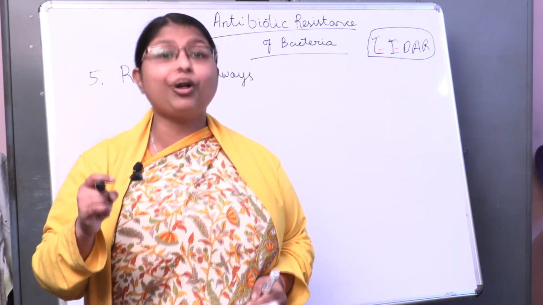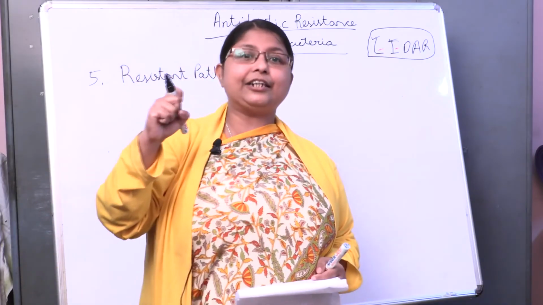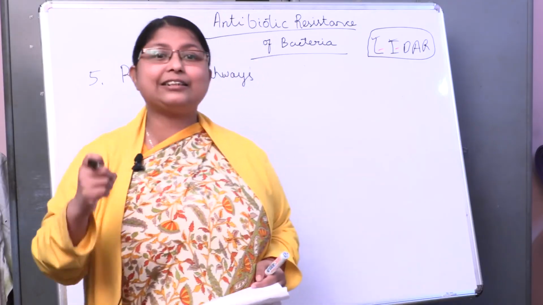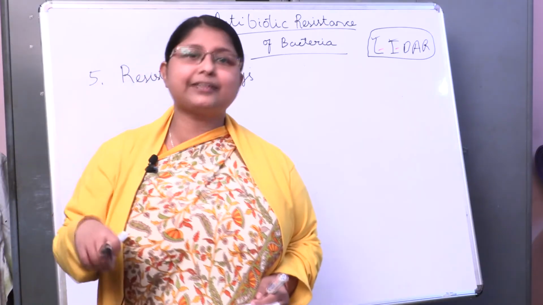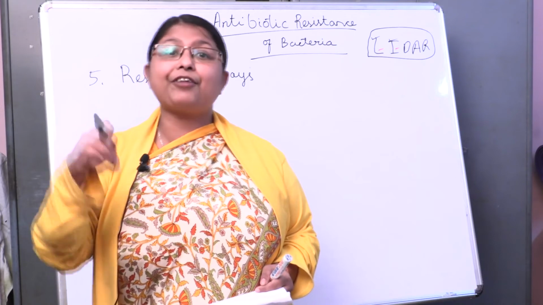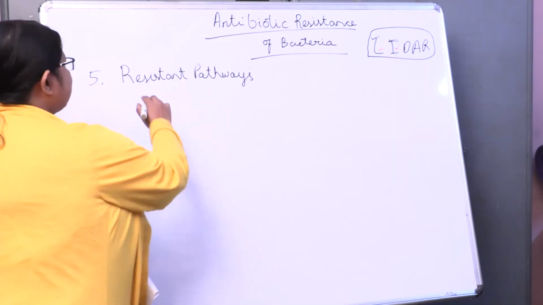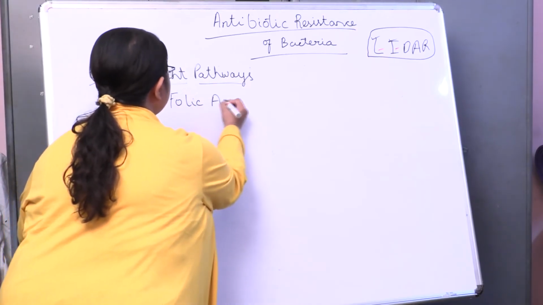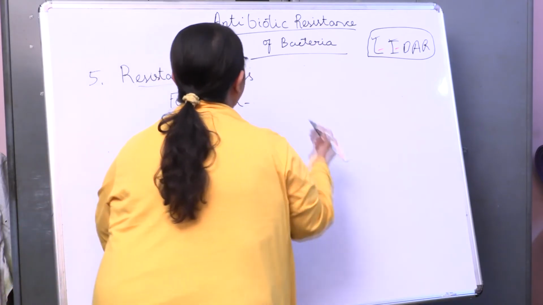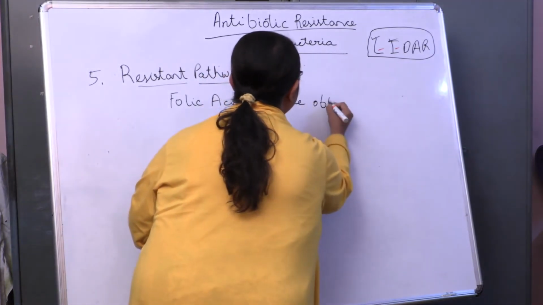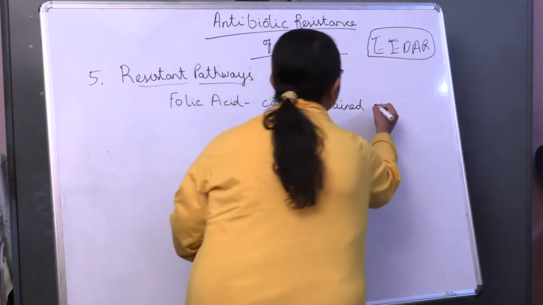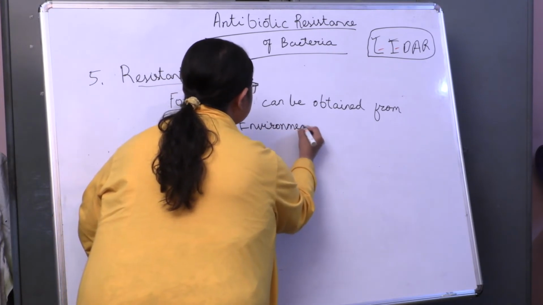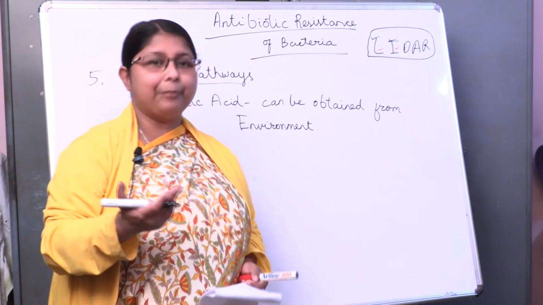So the bacteria is very smart. What it does is that the bacteria acquires the folic acid needed for its nucleic acid synthesis from the outside environment. Therefore, folic acid synthesis is not required to be done by the bacterial cell. So it becomes sulfur drug resistant. Got my point? It develops new resistant pathways so that folic acid can be obtained from the environment. This is another novel mechanism.